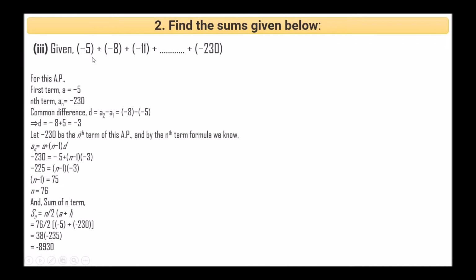Next, given is minus 5 plus minus 8 plus minus 11 plus dash plus minus 230. a, that is the first term, is minus 5. Nth term an equals minus 230. Common difference d equals minus 3. We will let minus 230 be the nth term of this AP, and then by the nth term formula we know n equals 76. So we will put the values now in the Sn formula. So we will get Sn equals minus 8930.